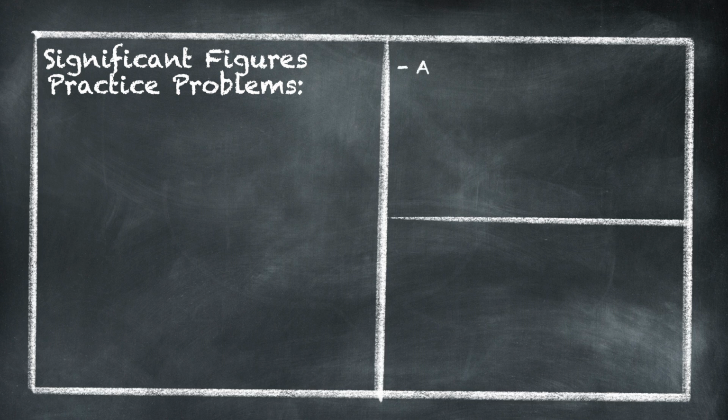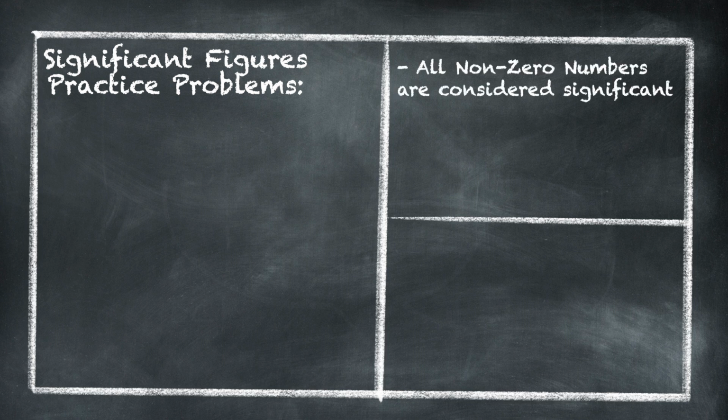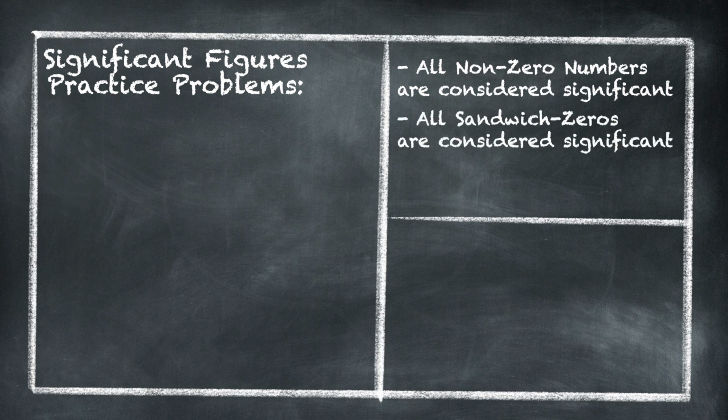First, all non-zero numbers are considered significant, meaning any number that's not a zero, we count as significant. Second, if a zero is in between two non-zero numbers, then it is considered a sandwich zero and it is considered significant.